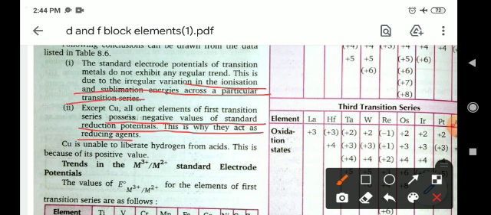The element which possesses a negative electrode potential value will act as a reducing agent, and one which has a positive value will act as an oxidizing agent. So copper is unable to liberate hydrogen from acids. This is because of its positive value, so it will act as an oxidizing agent.